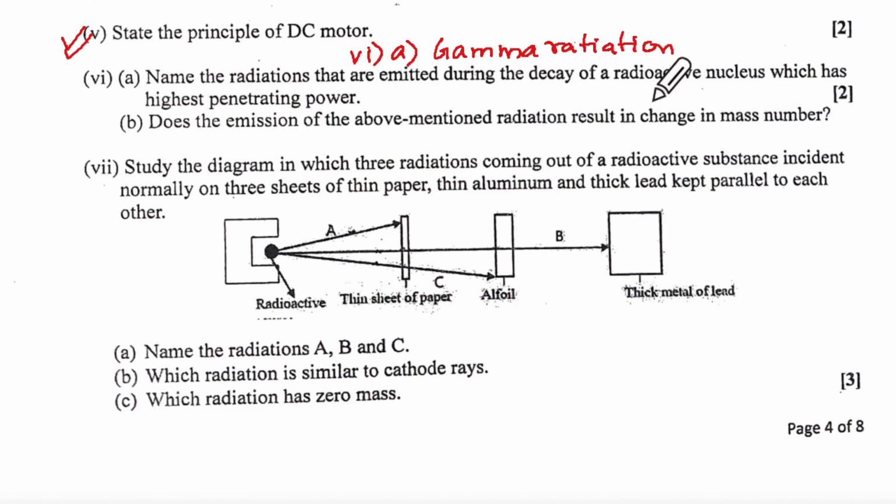Do you know the comparison of the penetrating powers of the radiations? They are talking about the highest penetrating power. So alpha is to beta is to gamma is 1 is to 10 square is to 10 to the power 4. And for ionizing power, alpha is to beta is to gamma will be opposite: 10 to the power 4 is to 10 square is to 1.